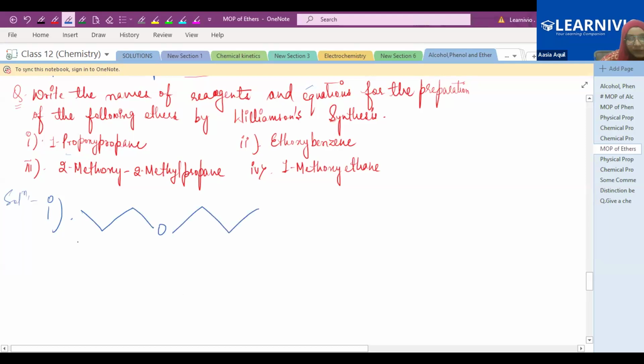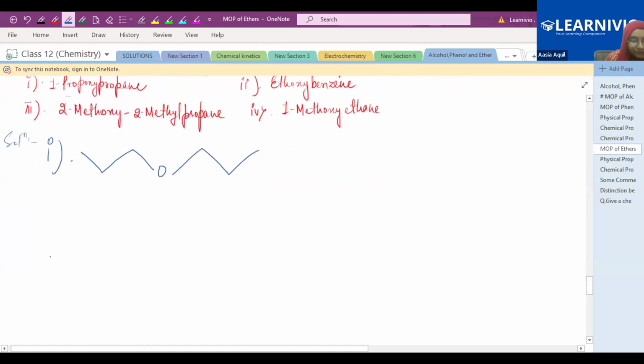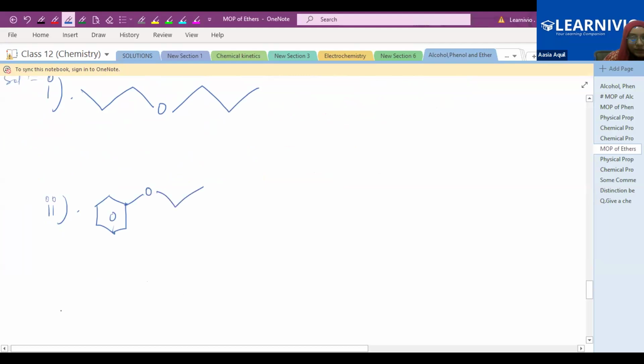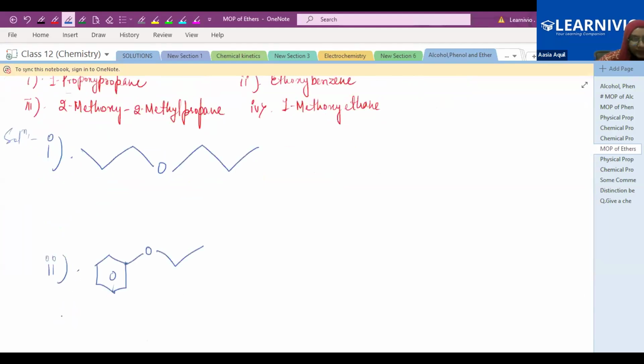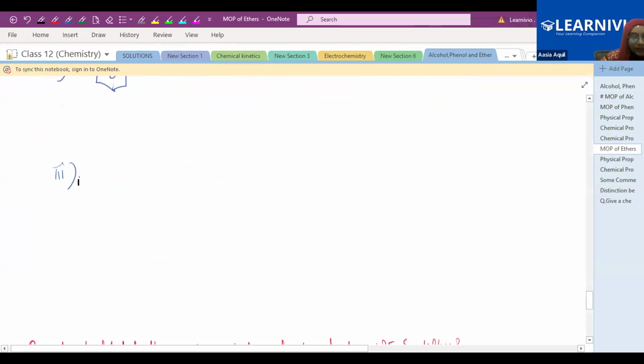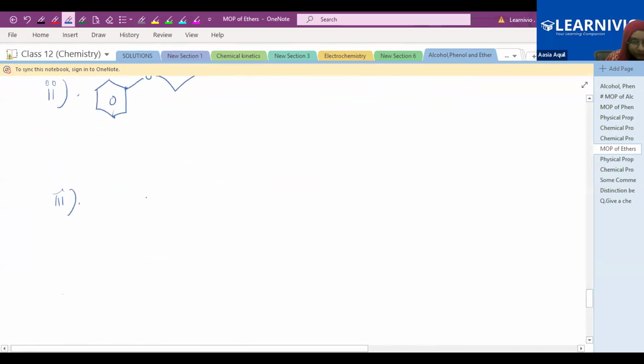The second one is ethoxybenzene. So this is a benzene, this is the oxygen linkage, and this is an ethyl group: ethoxybenzene. The third one is 2-methoxy-2-methylpropane.